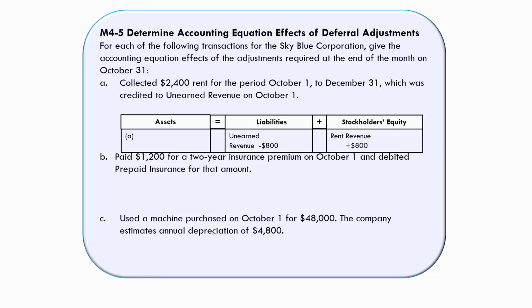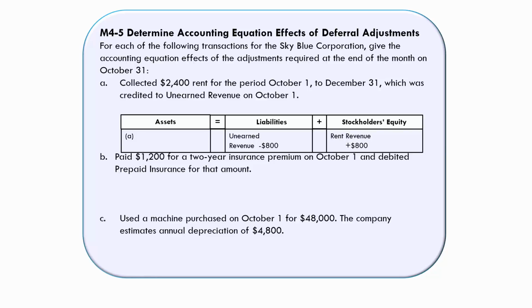So initially it would have been collected as rent for the period October 1st through December 31st. It would have been a cash debit, and it would have been an unearned revenue credit. So on October 31st, liabilities need to go down and rent revenue needs to be recorded.